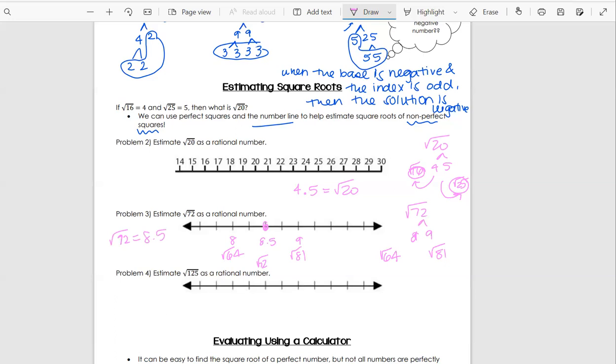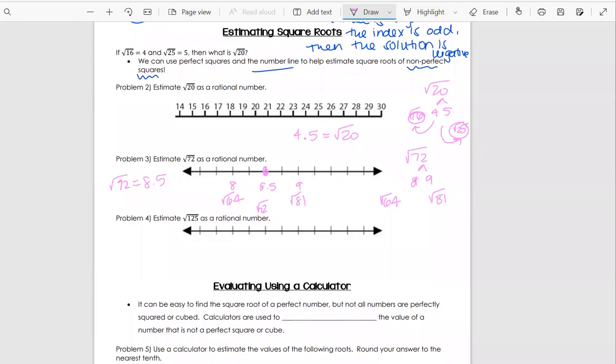And then let's check out one more here, estimating the square root of 125 as a rational number. Let's break down 125. Let's just try 11 is the square root of 121, and 12 is the square root of 144. And so the square root of 125, see how it's in between? 125 is in between 121 and 144. It's closer to that 121, so I could say maybe it's about 11.2 is the square root of 125.